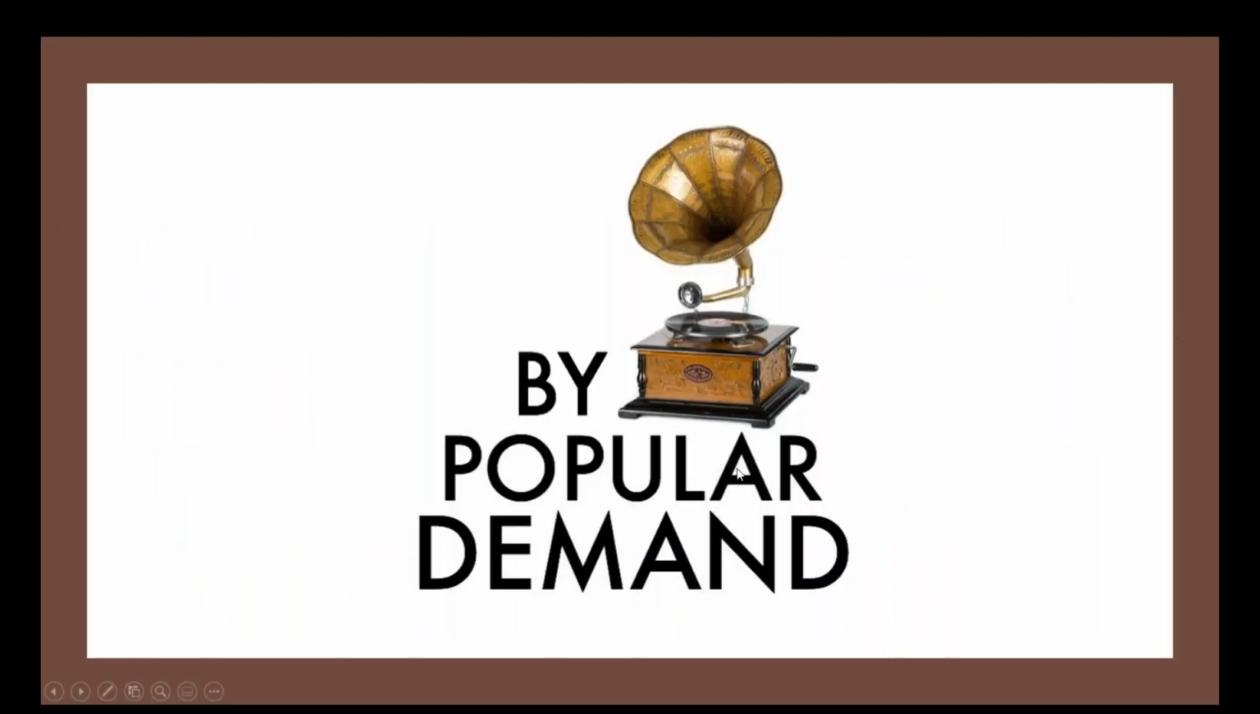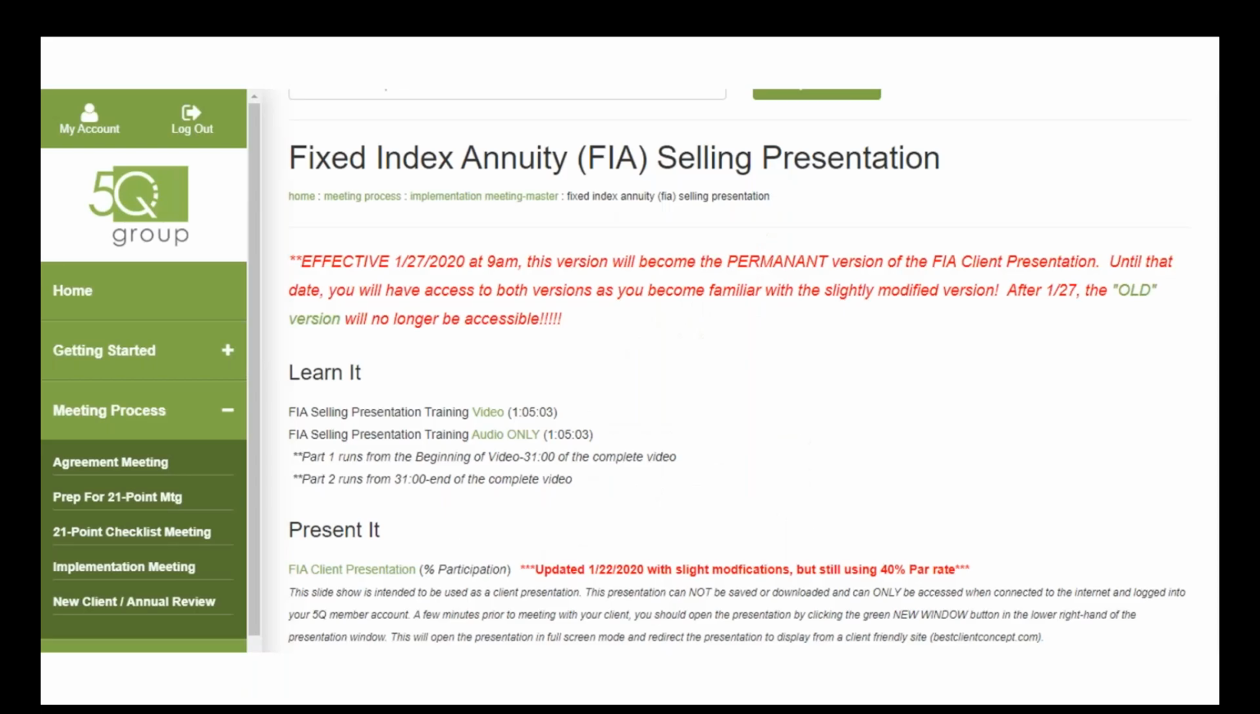Oh, and then backed by popular demand, I've had so much feedback about people liking the 2-hour 21-point checklist video from front to back with no breaks, so you can see how it all flows together, that I did the same thing for the FIA presentation. We sent out an email last week, but if you missed that email, we now have the FIA presentation from front to back. Also, at the end, I go right into what we call the FIA during the client presentation. What do we call it during the client presentation?